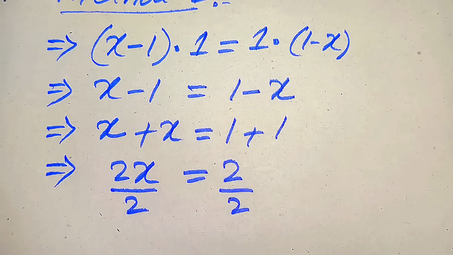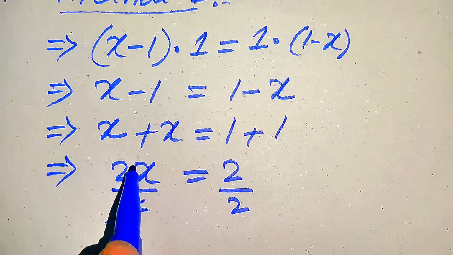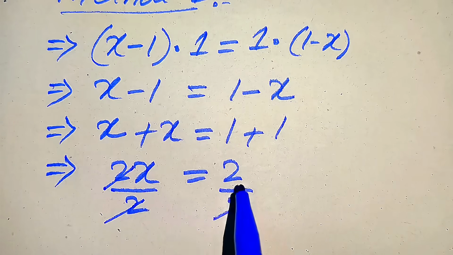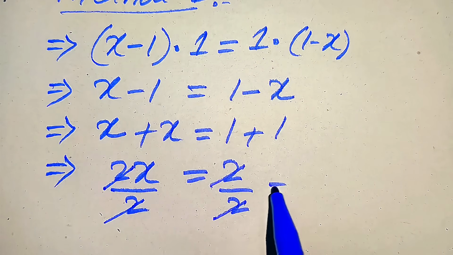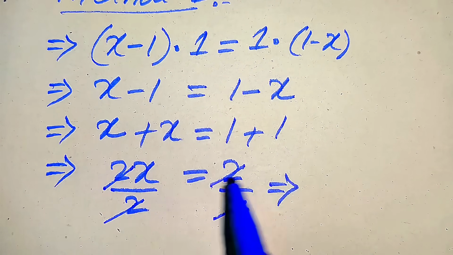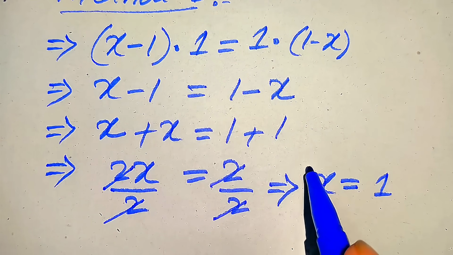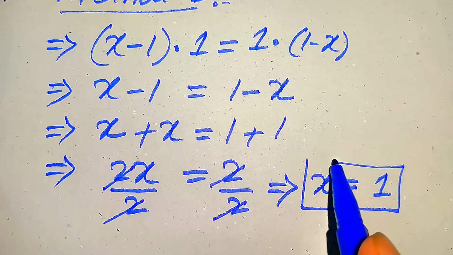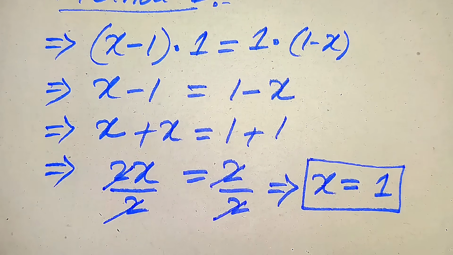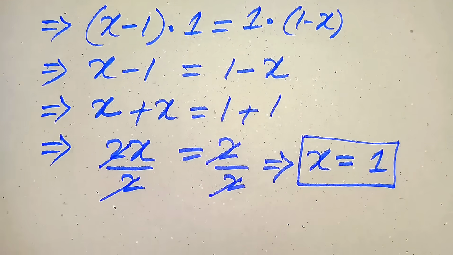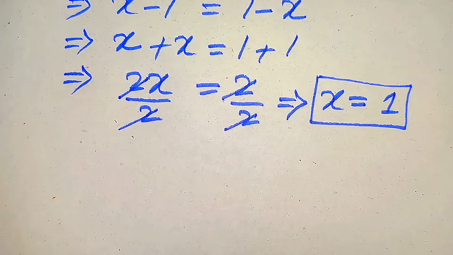So when we divide both of the sides by 2, this 2 is cancelled out by this 2, and this 2 is cancelled out by this 2. So this implies that in the left hand side we get x is equal to, in the right hand side we will get 1. So this shows that we have the final value of x is equal to 1. This is our final value of x.